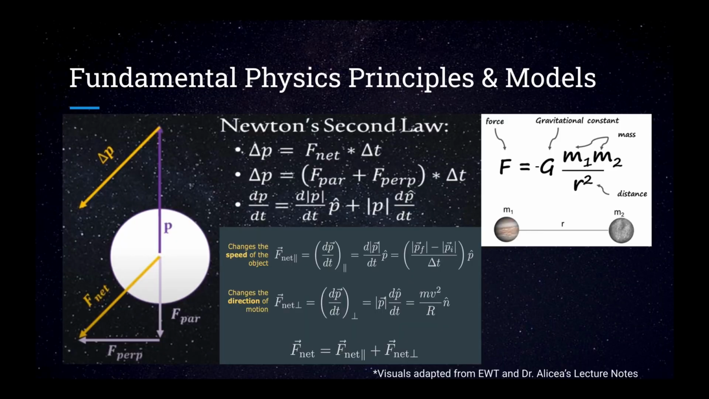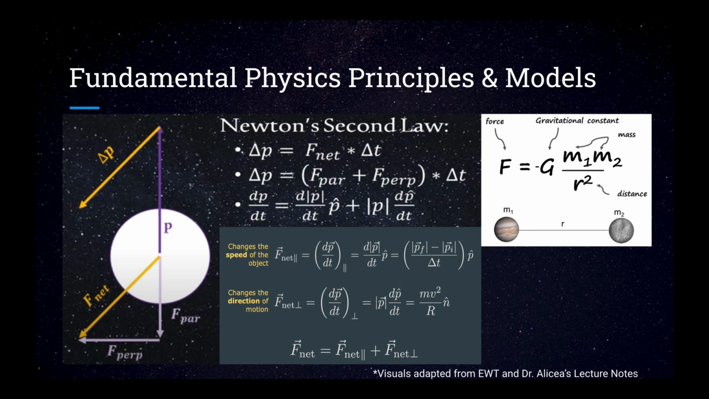The fundamental physics principles and models used in this lab included Newton's second law, which states that the change in momentum is equivalent to the net force times the change in time, which can be written as the F-net parallel plus F-net perpendicular components times the change in time. The F-net parallel represents the change of speed of the object, while F-net perpendicular is responsible for changes in the direction of the motion. The total net force is equivalent to F-net perp plus F-net parallel.